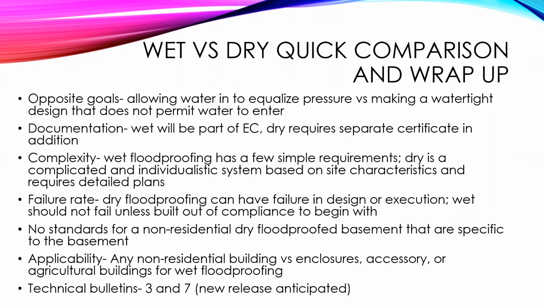And then, the applicability: any non-residential building can be dry floodproofed if they want to. Wet floodproofing is only for enclosures, accessory or agricultural buildings. And then the technical bulletin is 3 for dry floodproofing. Again, that was released just this year. And then we're waiting on a new 7. We're anticipating that, but the one that we have currently is from the 90s, I believe.